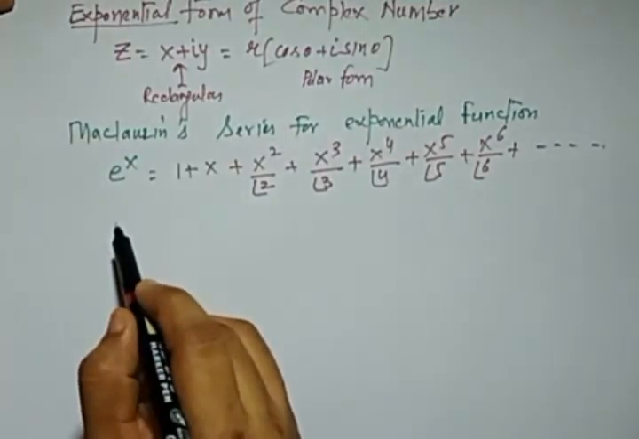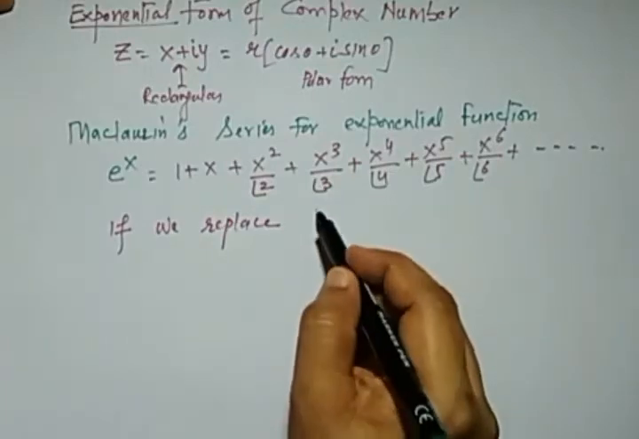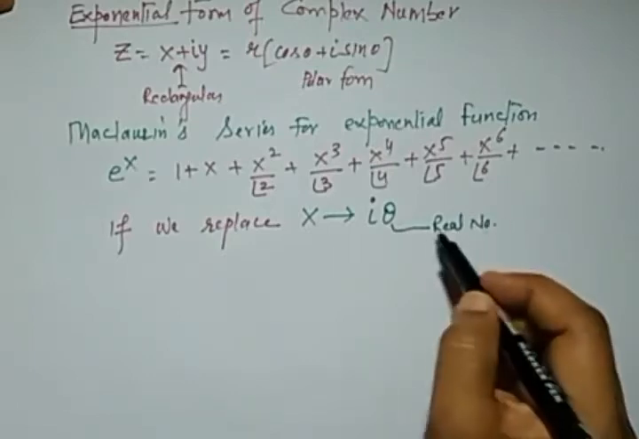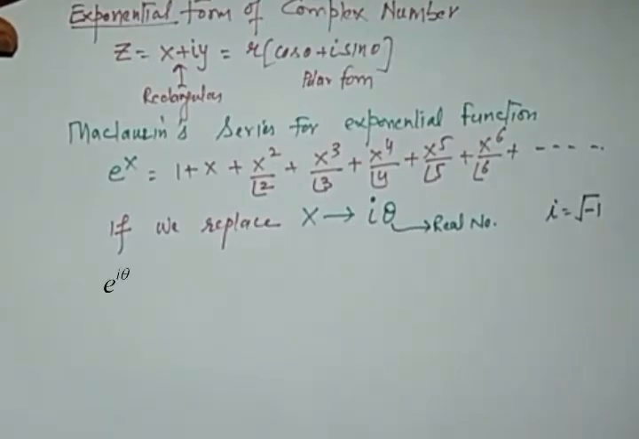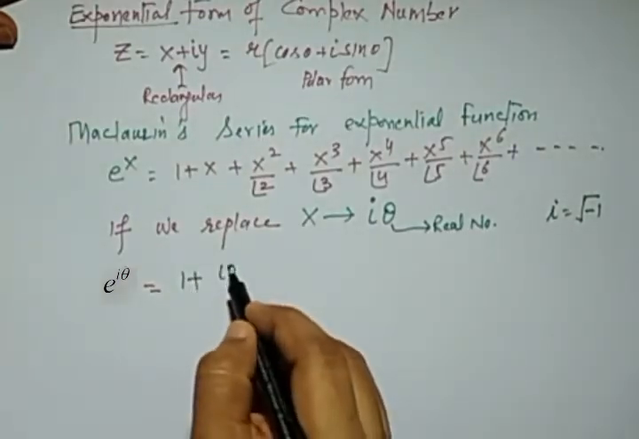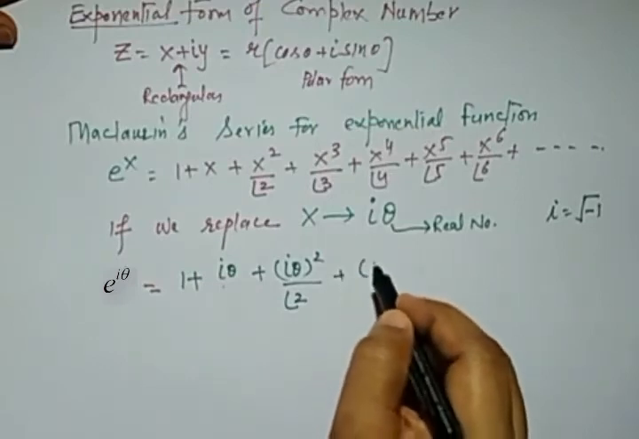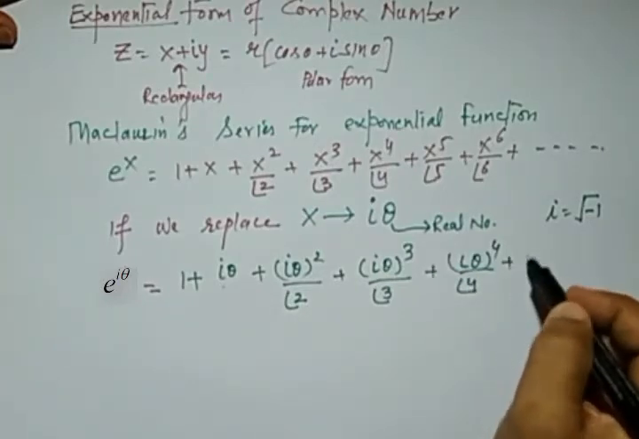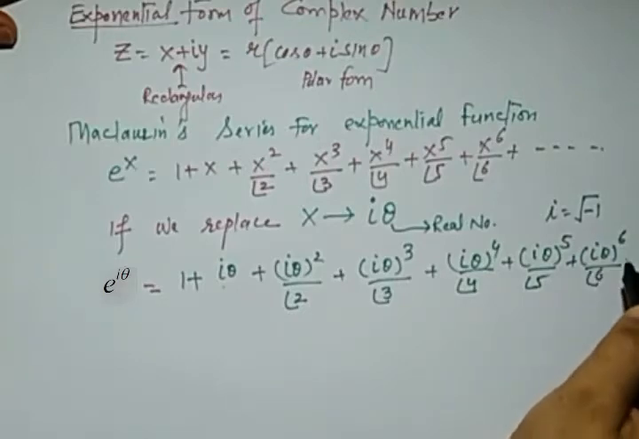Okay. So if we replace x by i theta, where theta is a real number and i is our iota, i is equal to under root minus 1, then this series will be transformed as e raised to power i theta is equal to 1 plus i theta plus (i theta) square upon factorial 2 plus (i theta) cube upon factorial 3 plus (i theta)4 upon factorial 4 plus (i theta)5 upon factorial 5 plus (i theta)6 upon factorial 6 and so on.